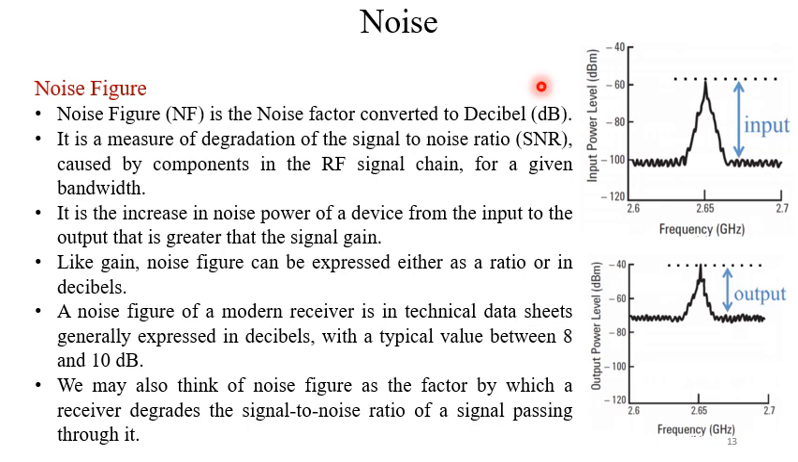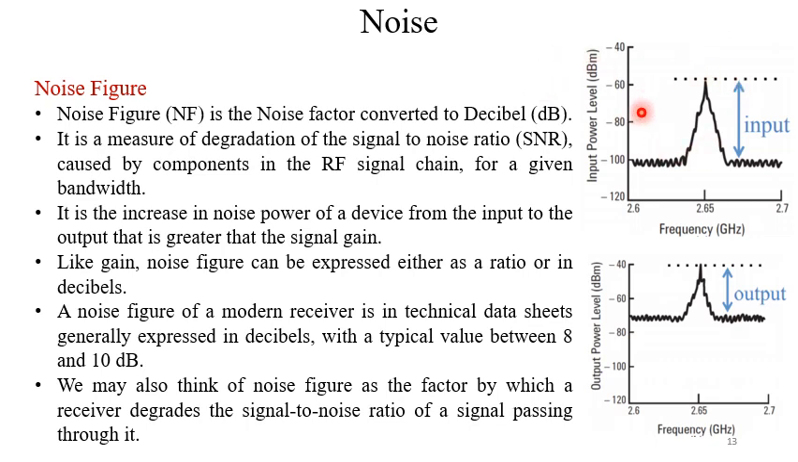Like gain, noise figure can be expressed either as a ratio or in decibel. The noise figure of a modern receiver is in technical data sheets generally expressed in decibel with a typical value between 8 to 10 dB. Now we may also think of noise figure as a factor by which a receiver degrades the signal to noise ratio of a signal passing through it.